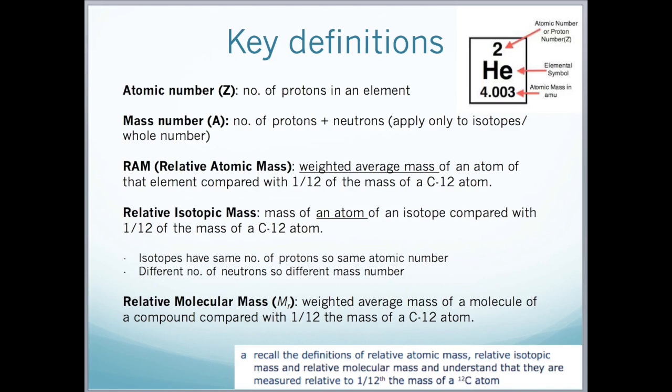Relative isotopic mass is the mass of an atom of an isotope compared with 1/12 of the mass of a carbon-12 atom. And we mentioned previously, isotopes have the same number of protons, so they have the same atomic number, which is at the top. But because they have a different number of neutrons, they have a different mass number, which is at the bottom here. And the last definition is the relative molecular mass, which is the weighted average mass of a molecule of a compound compared with 1/12 the mass of a carbon-12 atom.